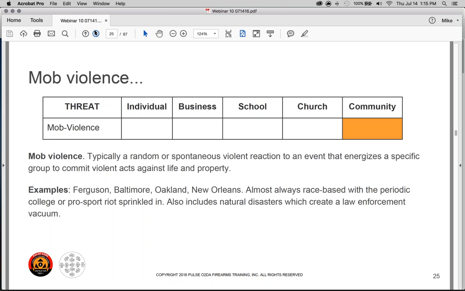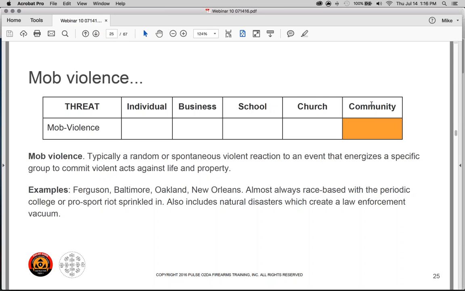Next up is mob violence. This is typically a random or spontaneous violent reaction to an event, with examples such as Ferguson, Baltimore, Oakland, and New Orleans. New Orleans specifically from the standpoint of Katrina. Oakland, Baltimore, Ferguson from the standpoint of mob violence with racial connotations. This type of violence is almost always race-based, with the periodic college or pro sport riot sprinkled in. It could also include natural disasters, as I just said, Katrina, where there might be a law enforcement void created by some natural catastrophe.